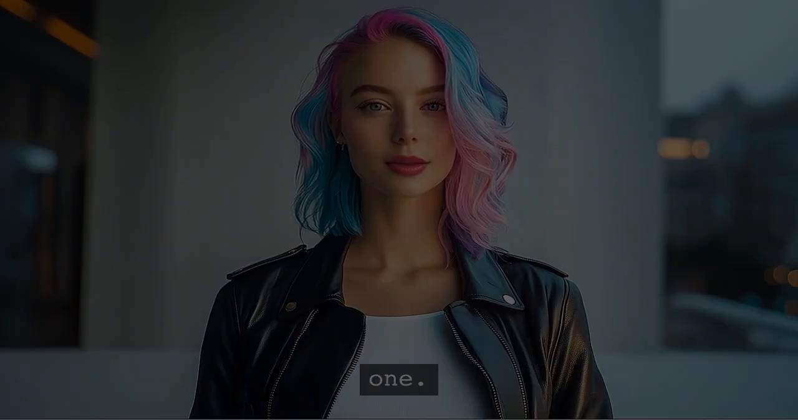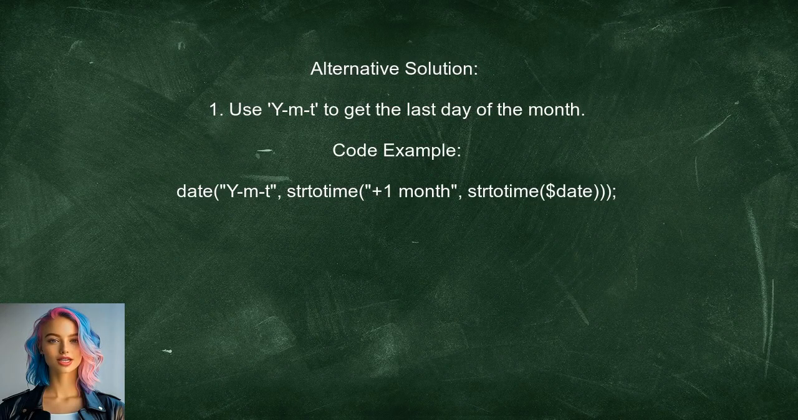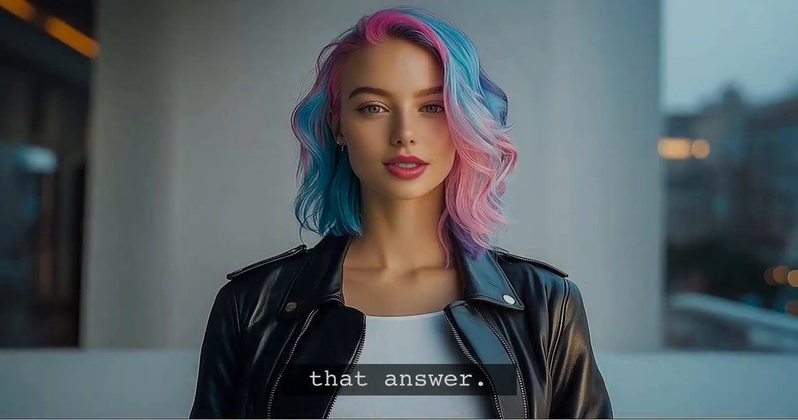Let's explore another one. An alternative solution provided by another user suggests modifying your code to get the last day of the month. Instead of using the date function with Y-m-d, they recommend using Y-m-t. This will ensure that you correctly print the last day of February, even in leap years. That's it for that answer.